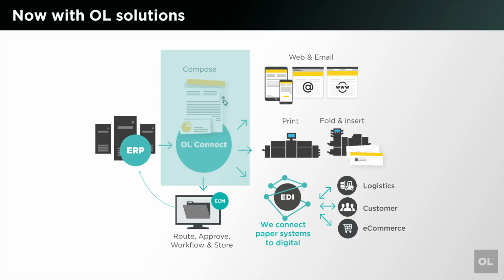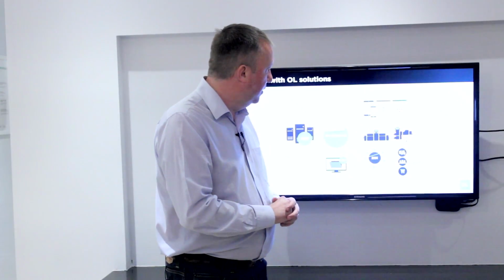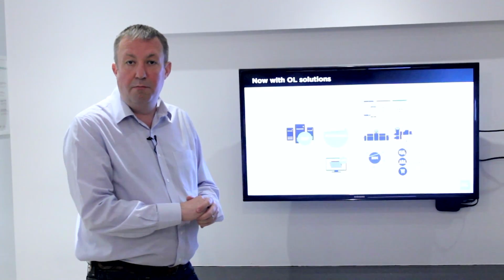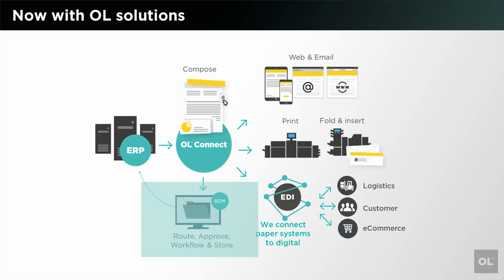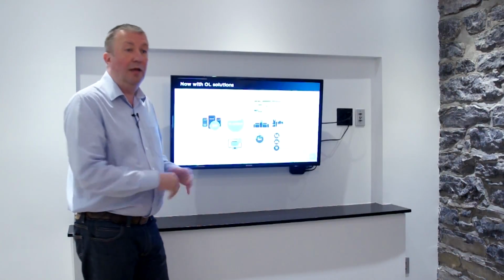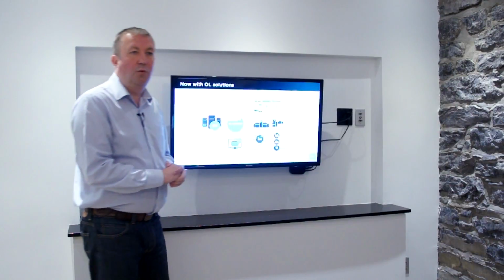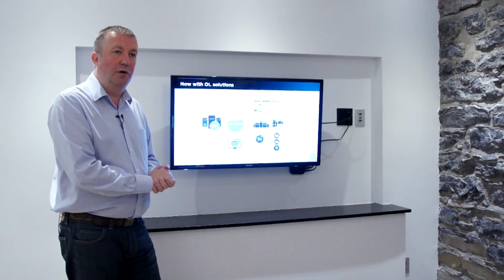So we can compose whatever document you like. We can put whatever you need to on the document. But also from there, we can then start to send it to the web and to the email. We can print it. We can make it ready for the folder inserters. We can start to apply mail sortation to that. We can talk to EDI systems that maybe then talks on to logistics companies. Maybe we can talk it directly through to an ECM system with indexing, so you don't have to do that manual process. By sending all of your documents into the OL Connect world, we can improve the efficiency and reduce the manual process of how that's working.